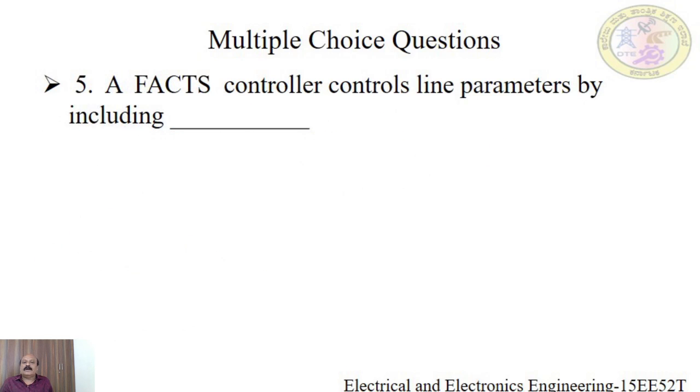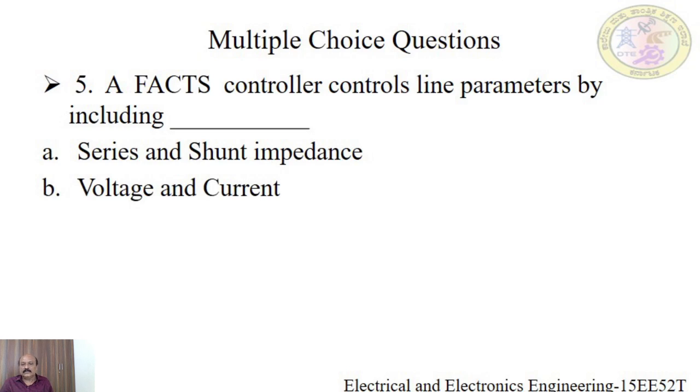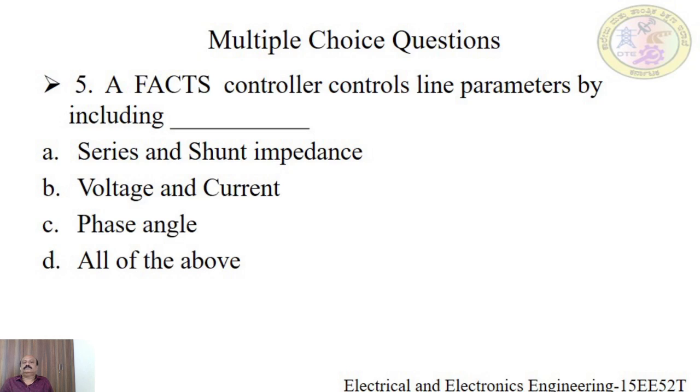Fifth one, a FACTS controller controls line parameters by including what? Let us say series and shunt impedance, voltage and current, phase angle, all of the above. A FACTS controller controls line parameters by including series and shunt impedance, voltage and current, phase angle, all of the above. What might be the answer?